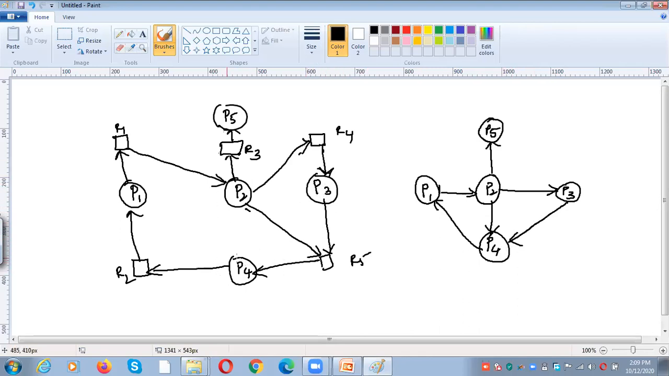And next, what about P4? For P4, we have two connections, this direction and this direction. P4 is requesting R2 and it is allocated to P1. So P4 to P1 is already done. And then R5 is allocated to P4 and P3 is waiting for R5. So in this direction, P3 to P4 is also done. Now we need to talk about P5. There is only one incoming connection, P2 to P5, so that is done. So we are done with P1, P2, P3, P4 and P5. This is called a wait for graph.